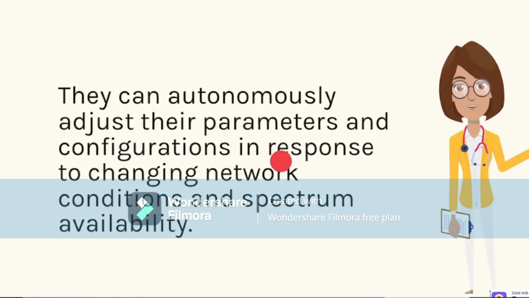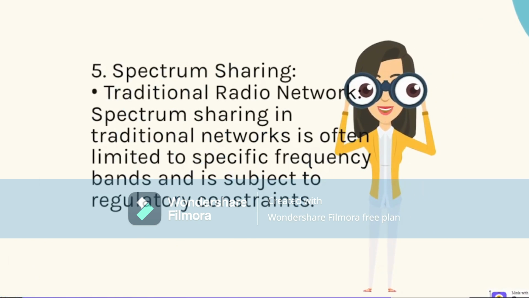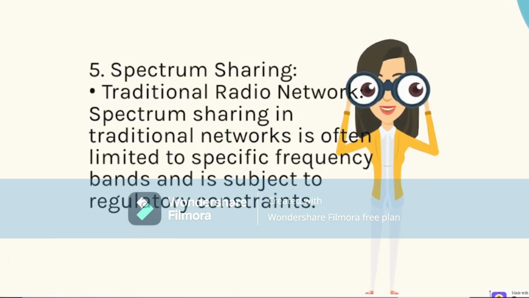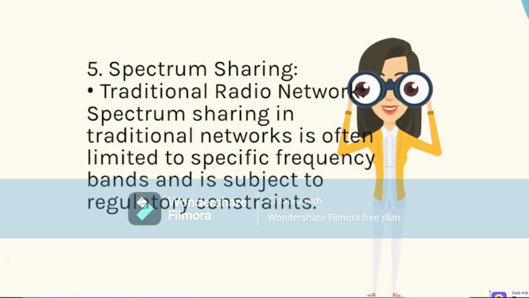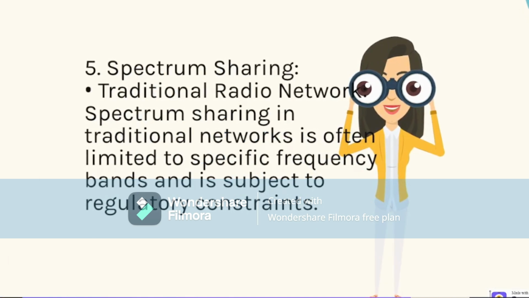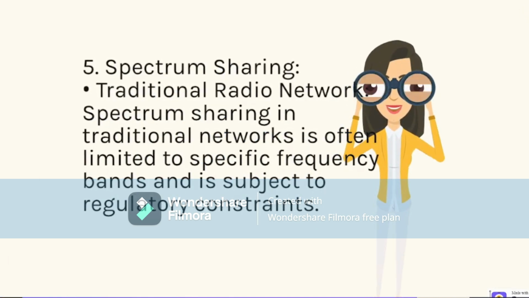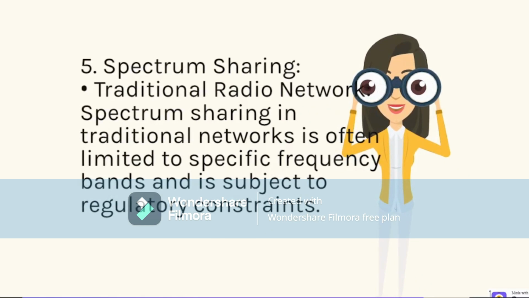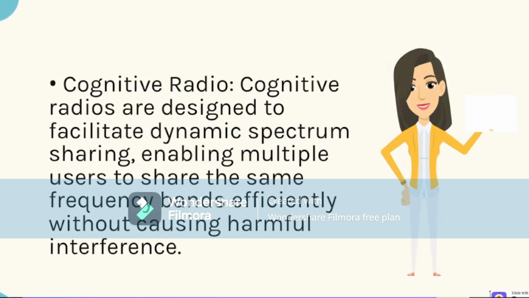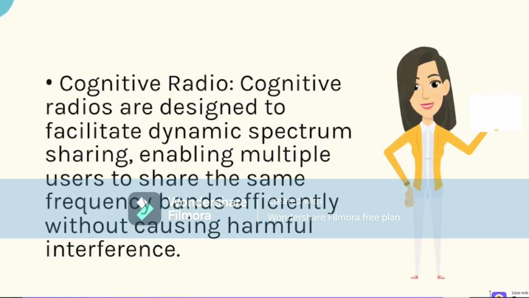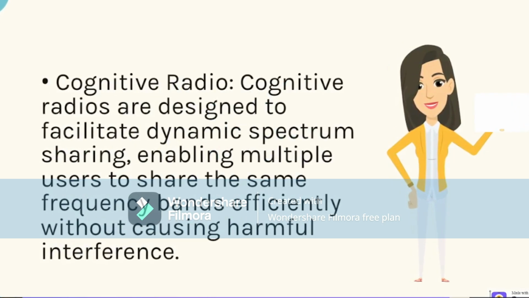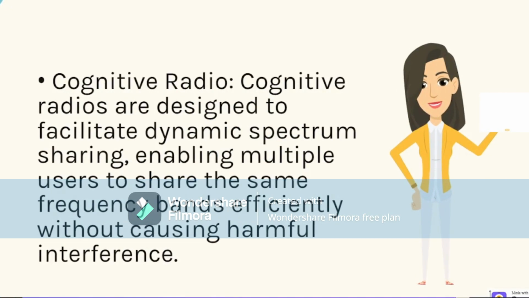5. Spectrum sharing. Traditional radio network. Spectrum sharing in traditional networks is often limited to specific frequency bands and is subject to regulatory constraints. Cognitive radio. Cognitive radios are designed to facilitate dynamic spectrum sharing, enabling multiple users to share the same frequency bands efficiently without causing harmful interference.